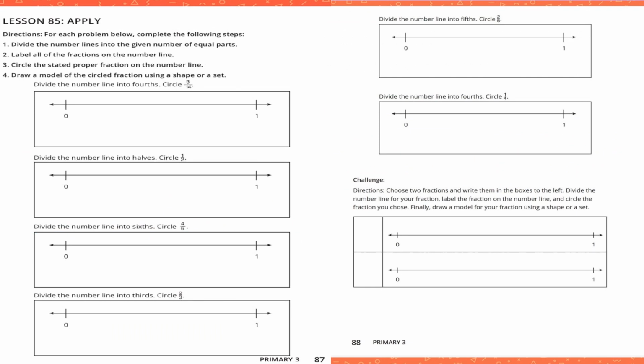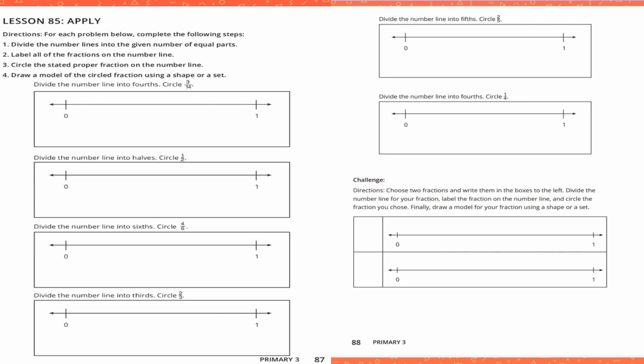Let's start the apply part. Here we have some problems and our steps. Step 1, divide the number line into the given number of equal parts. Number 2, label all of the fractions on the number line and circle the fraction. Number 4, draw a model of the circled fraction using a shape or a set.